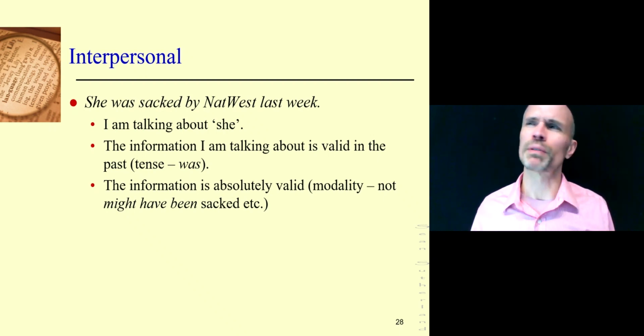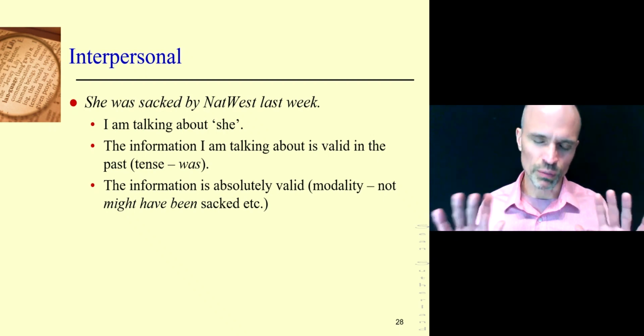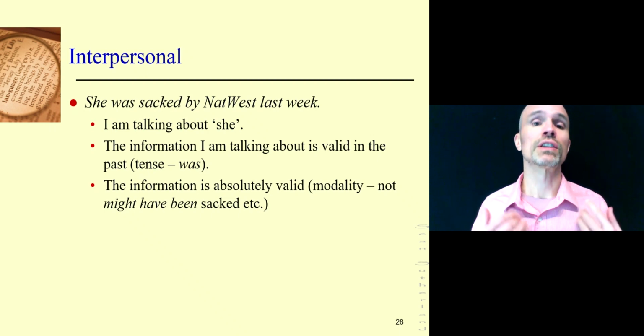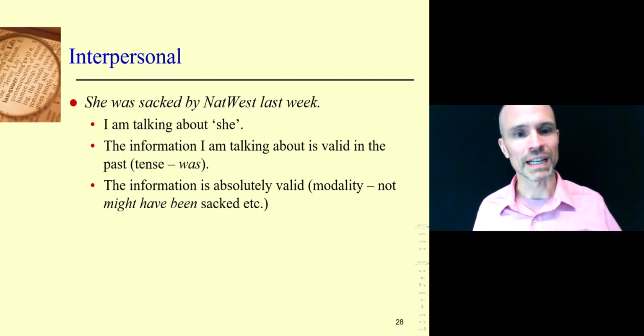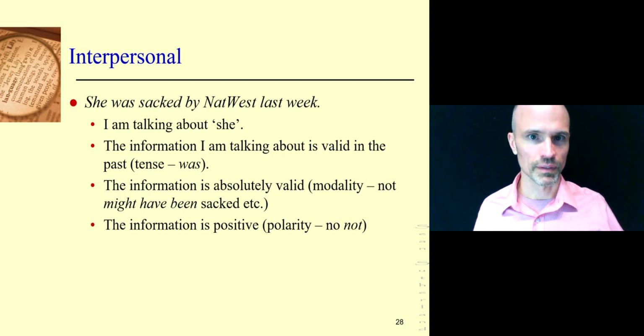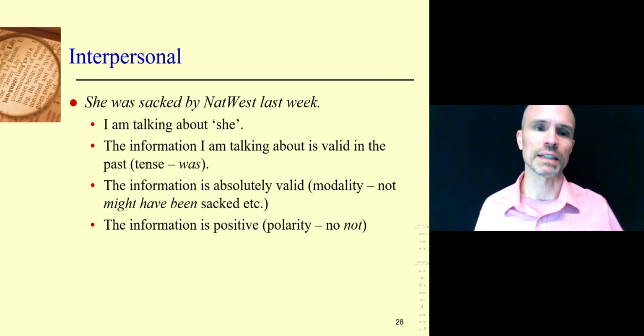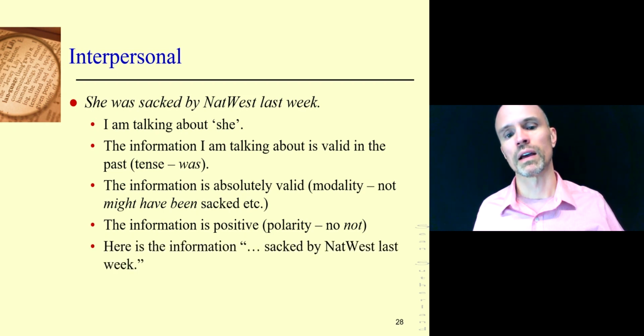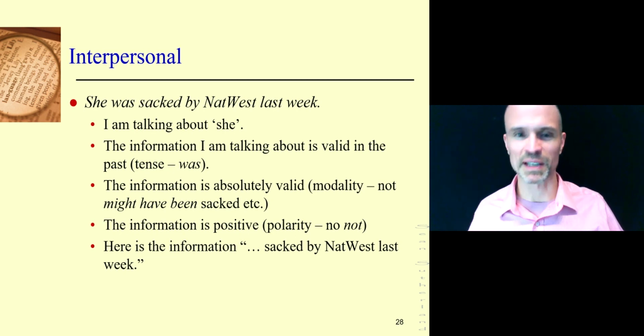It's just because sometimes people say, but what if you're lying? What if you're wrong? That's not what we're talking about here. It's just the way I'm saying it. When I say she was, it's presented as absolutely true, in the past, was, and positive, she was. Remember, it's bad news for her, but in terms of grammar, this is positive polarity. And then the rest of it, the information, is not something we care about when talking about the interpersonal metafunction. That'll be discussed when we talk about the experiential metafunction.